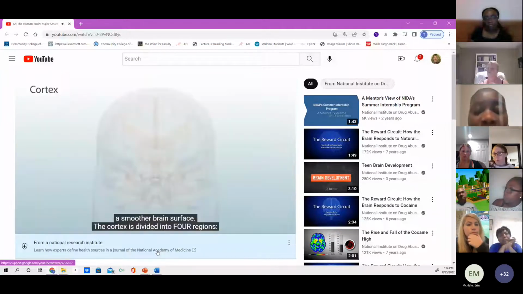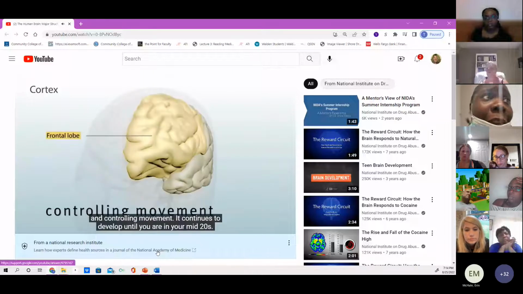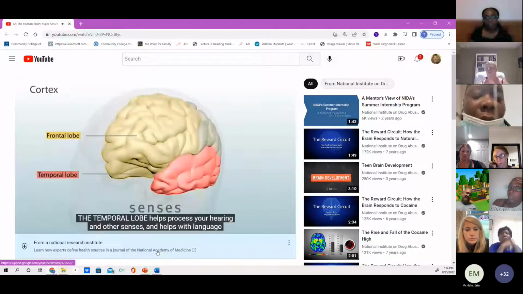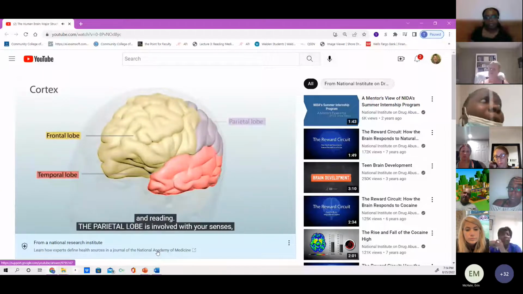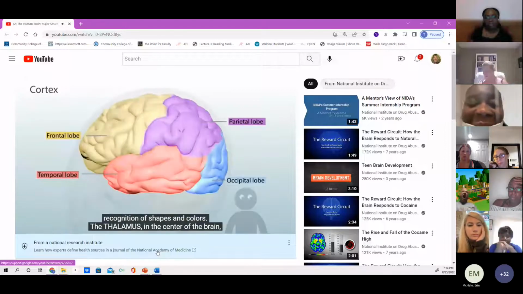The cortex is divided into 4 regions. The frontal lobe is for personality and emotions, higher thinking skills like problem solving and controlling movement. It continues to develop until you're in your mid-20s. The temporal lobe helps process your hearing and other senses, and helps with language and reading. The parietal lobe is involved with your senses, attention, and language. The occipital lobe helps your eyes see, including recognition of shapes and colors.